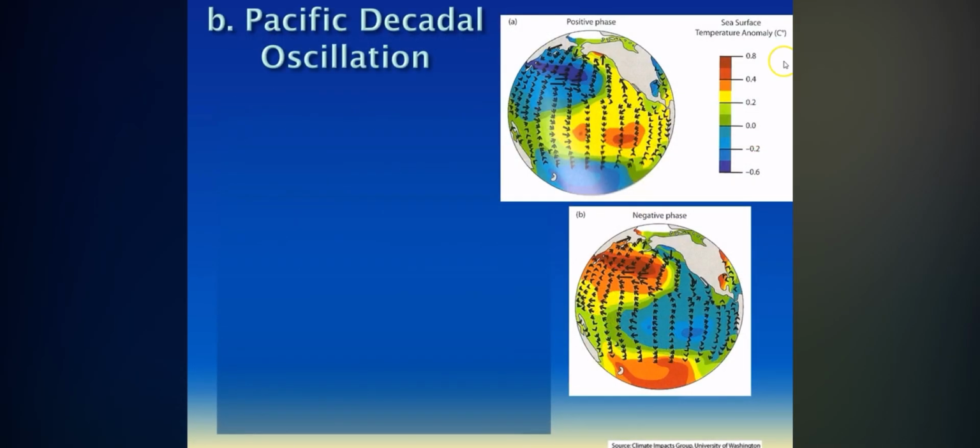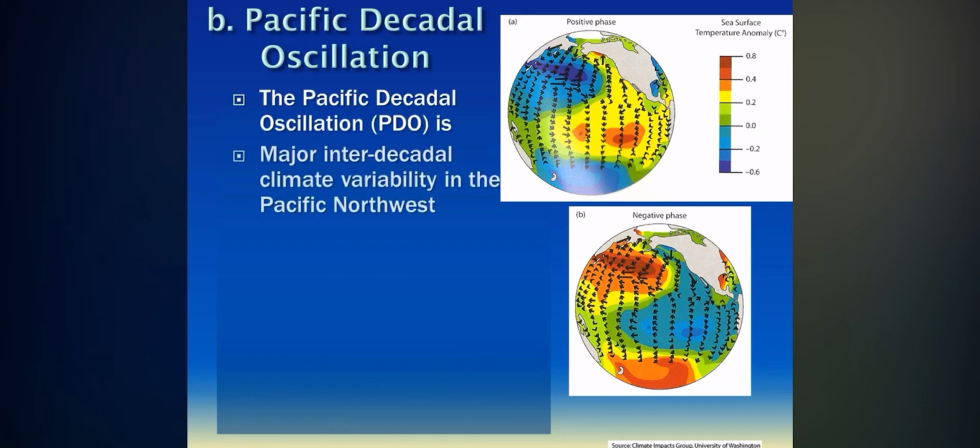So Pacific Decadal Oscillation, it has a warm phase and a cool phase, or a positive phase and a negative phase. Here's the warm phase. It's not warm over the whole area, it's warm along the west coast of the United States. And the cool phase or negative phase is cool along the west coast. So the Pacific Decadal Oscillation, also known as the PDO, is a major interdecadal climate variable in the Pacific Northwest.